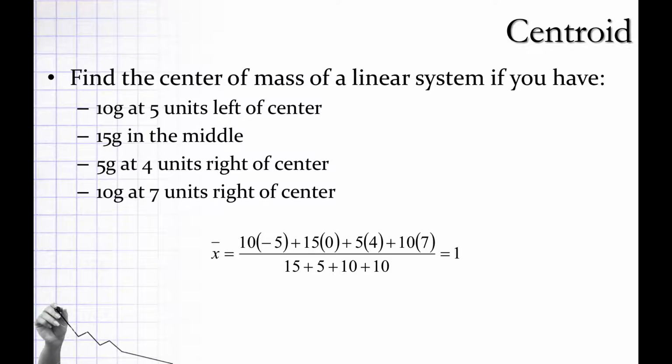Okay. So our center of mass would be 1 unit to the right of the center. We could balance this object, this weighted number line is what I'll call it, on a pencil at x equals 1. Isn't this relative though to the origin? Yes, relative to the origin, yes.